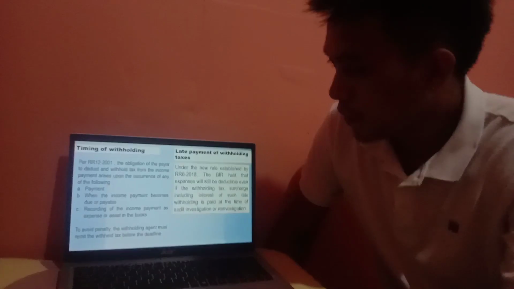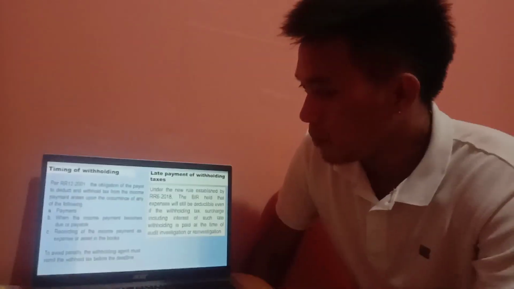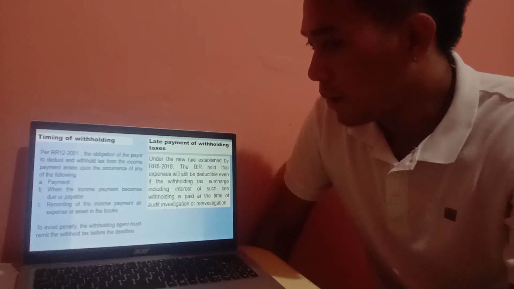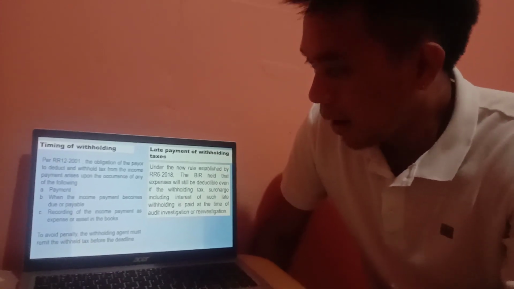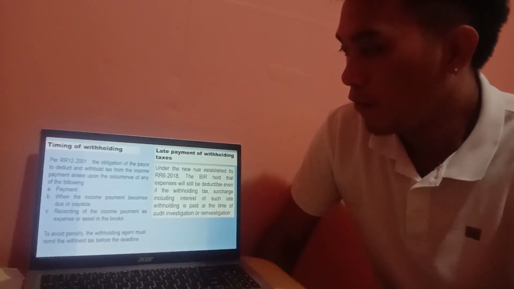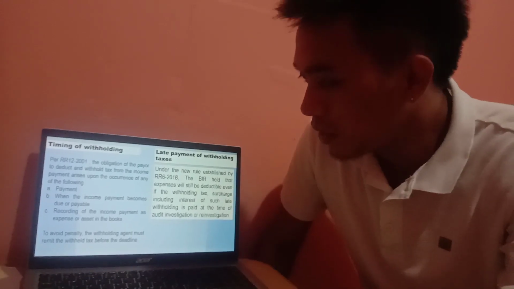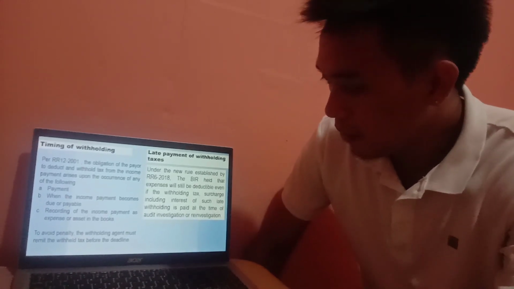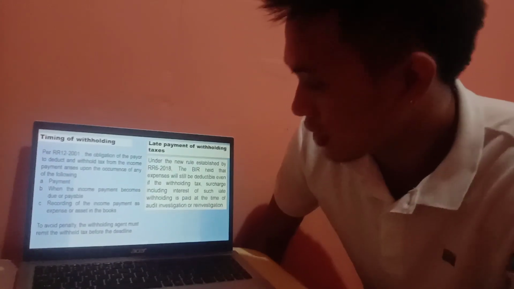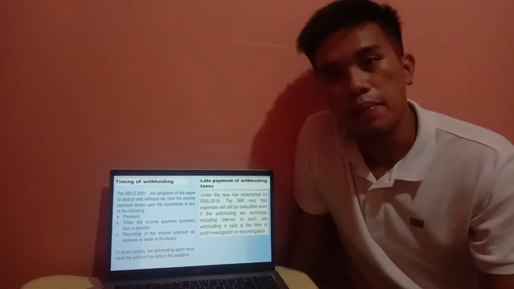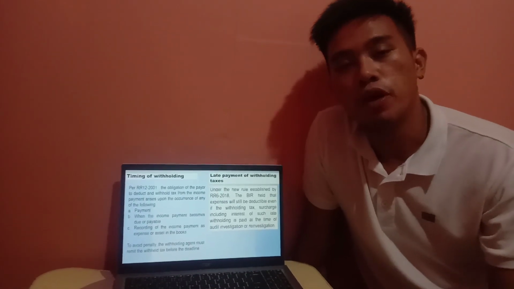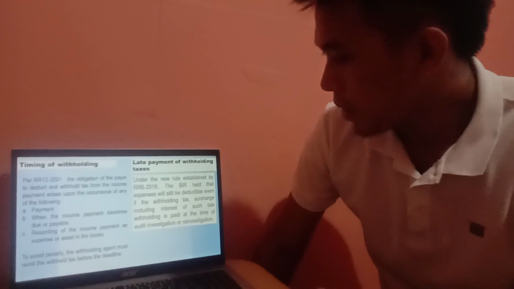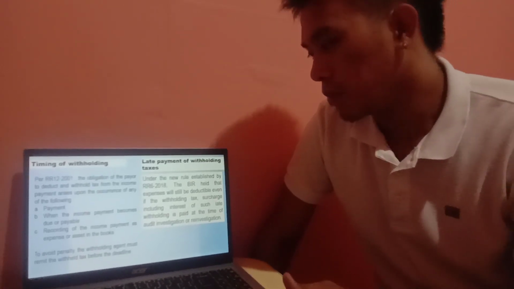Next is the timing of withholding. Per RR 12-2001, the obligation of the payer to deduct and withhold tax from the income payment arises upon the occurrence of any of the following: first, payment; second, when the income payment becomes due or payable; third, recording of the income payment as expense or asset in the books. To avoid penalty, the withholding agent must remit the withheld tax before the deadline. So, late payment of withholding tax.